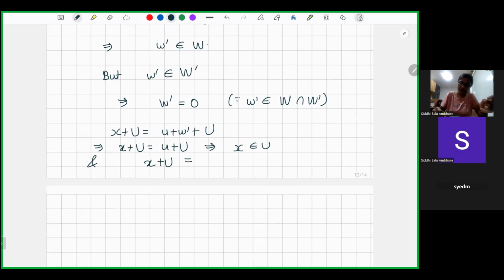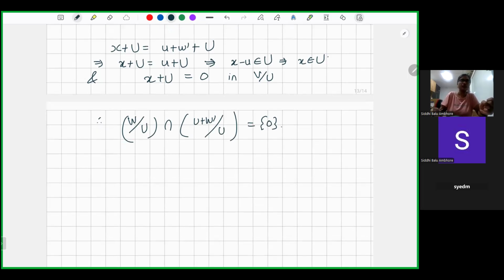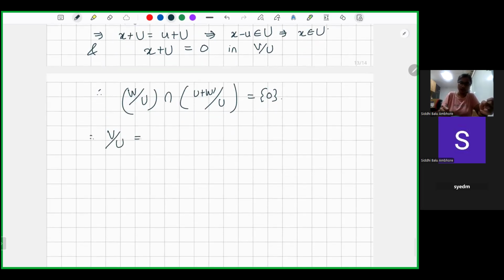X plus U will be just 0 in V quotient U, right? Because this will imply what? X minus U belongs to U. But since X minus U is in U, this will imply X is in U by the same argument which we have here. So therefore, X was in the intersection, which turned out to be 0. So therefore, W quotiented by U intersection U plus W dash quotiented by U is 0. And therefore, V by U is the direct sum of these two spaces.